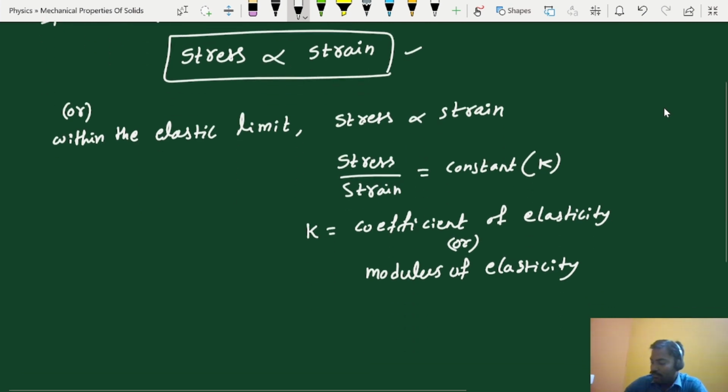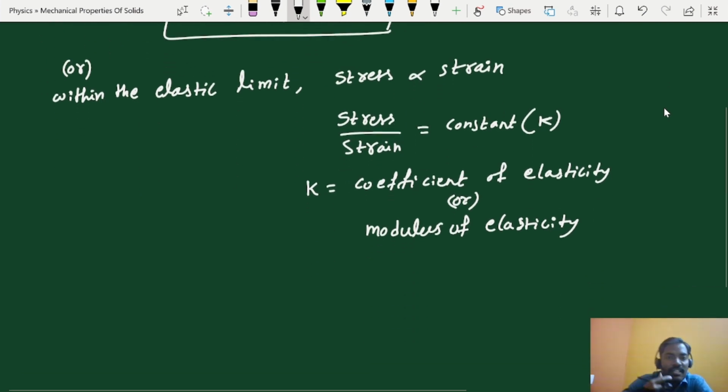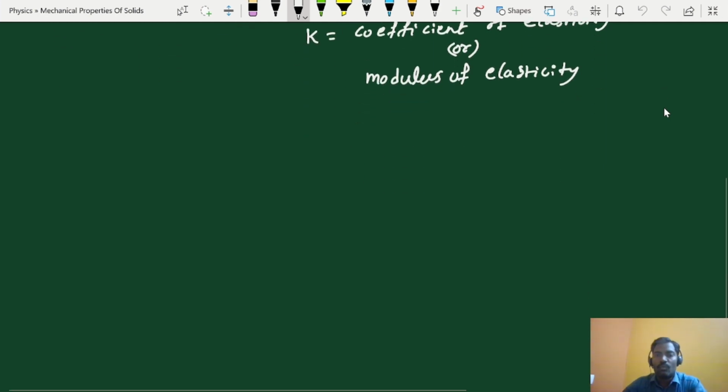Here we have studied three different types of stress as well as strain depending on how the force is being applied, correct? In the same way we have three different types of moduli of elasticity. The discussion of different types of modulus of elasticity will be in the next lecture. So now we are going to focus mainly on the stress strain curve.